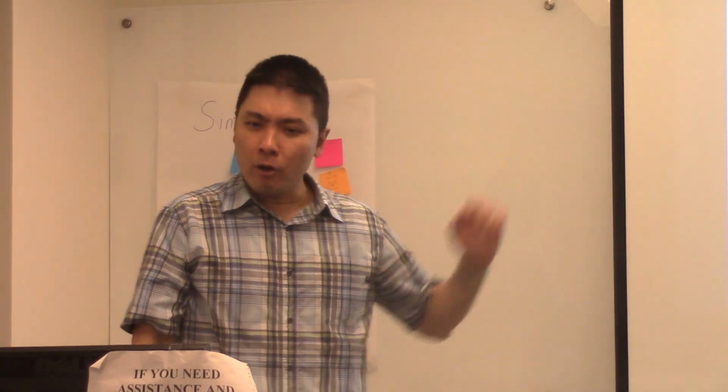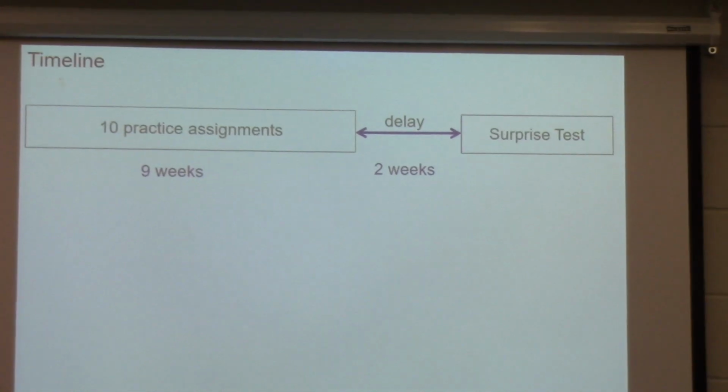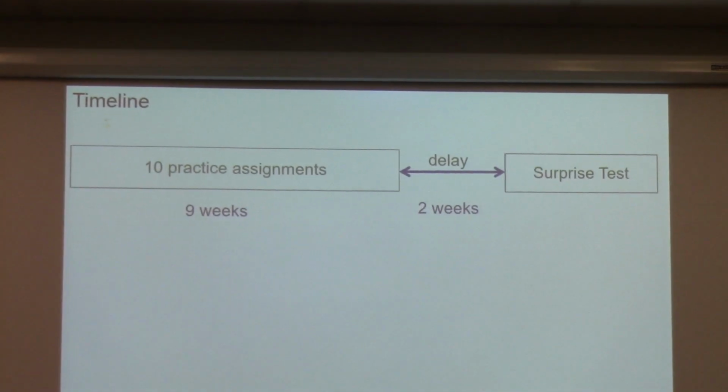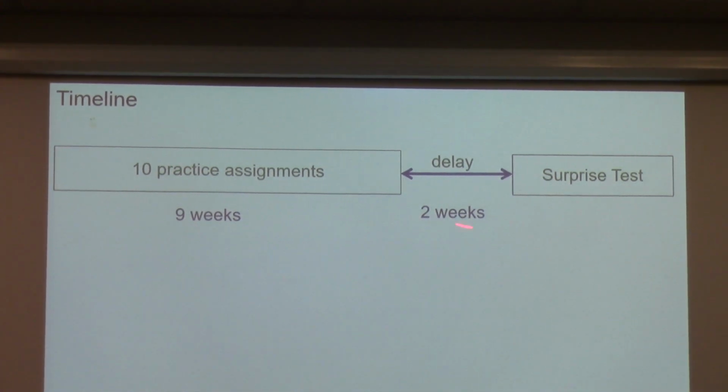Just again, to make it a bit more concrete in terms of procedure, this is an experiment that lasted 9 weeks during the practice phase. That entailed 10 different practice homework assignments. And then they gave them a 2-week delay, a retention interval of 2 weeks, and then there was a surprise test. Surprise because you don't want the students to do anything special to prepare for that test.